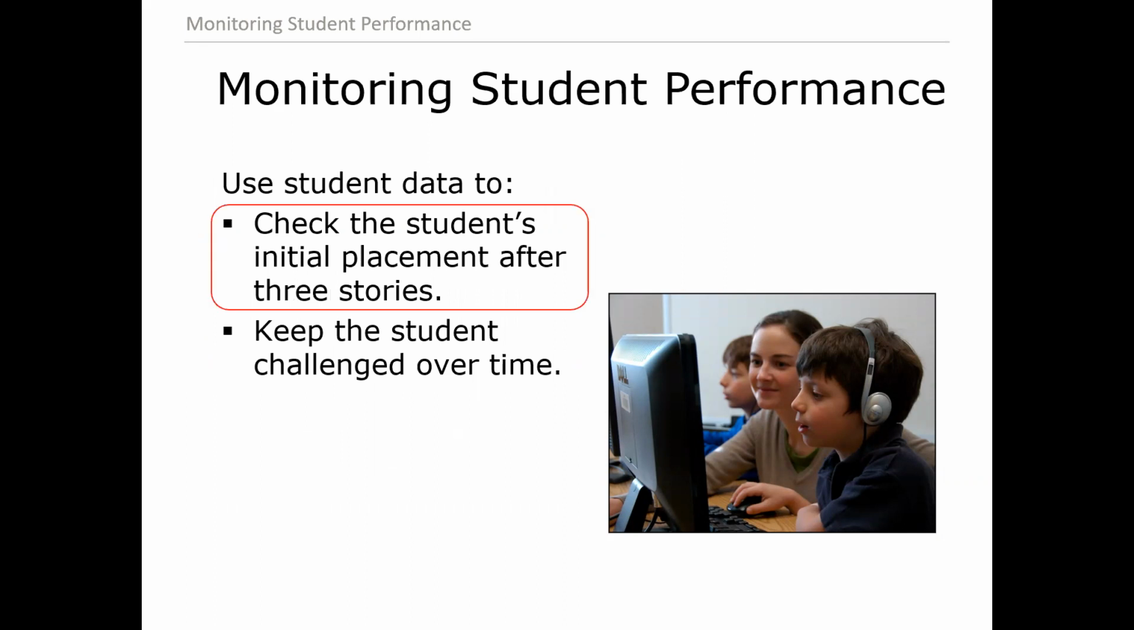As I mentioned at the beginning, there is checking initial placement and keeping students challenged. We are going to talk about checking initial placement, which happens after students complete 3 stories, okay? It needs to happen before students complete their 7th. So if your students have completed somewhere between 2 and 6 stories, this is a good time to do checking initial placement. If your students have completed 7 or more, then that second phase of data analysis is the place that you would be at once you have more than 6 passages. That would be for keeping students challenged. And again, that webinar is coming soon and available on our website.